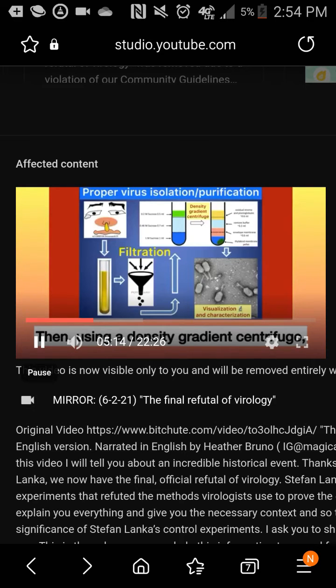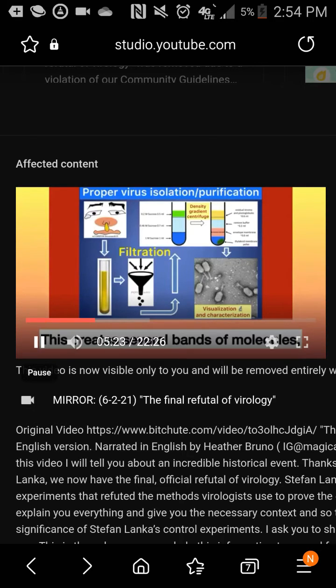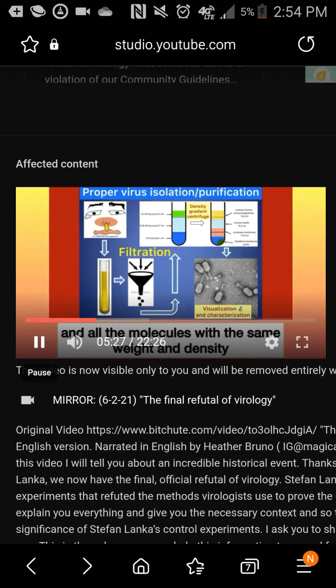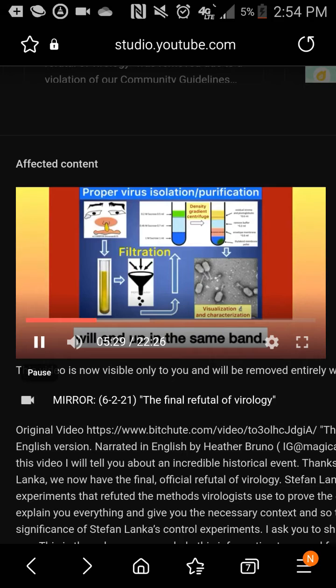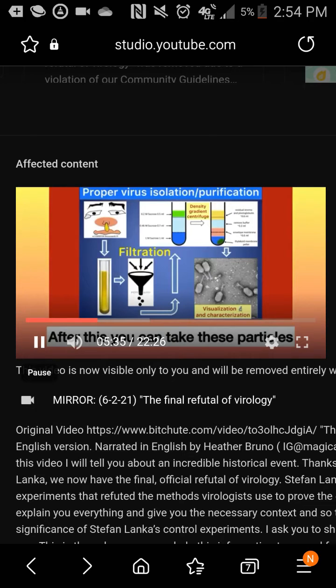Then using a density gradient centrifuge, this filtrate is spun to separate all the different tiny molecules in the filtrate by density and by weight. This creates several bands of molecules, and all the molecules with the same weight and density will end up in the same band. So if the viral particles are present, they will be in one of these bands. After this, you can take these particles and study them to determine their genome, proteins, and test them for pathogenicity. This is how you isolate a virus.